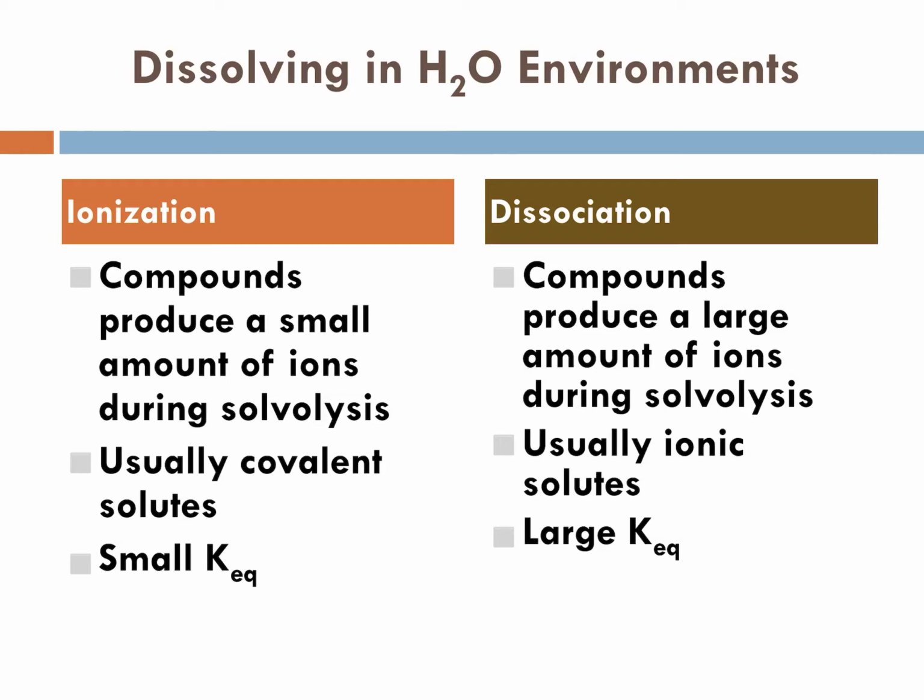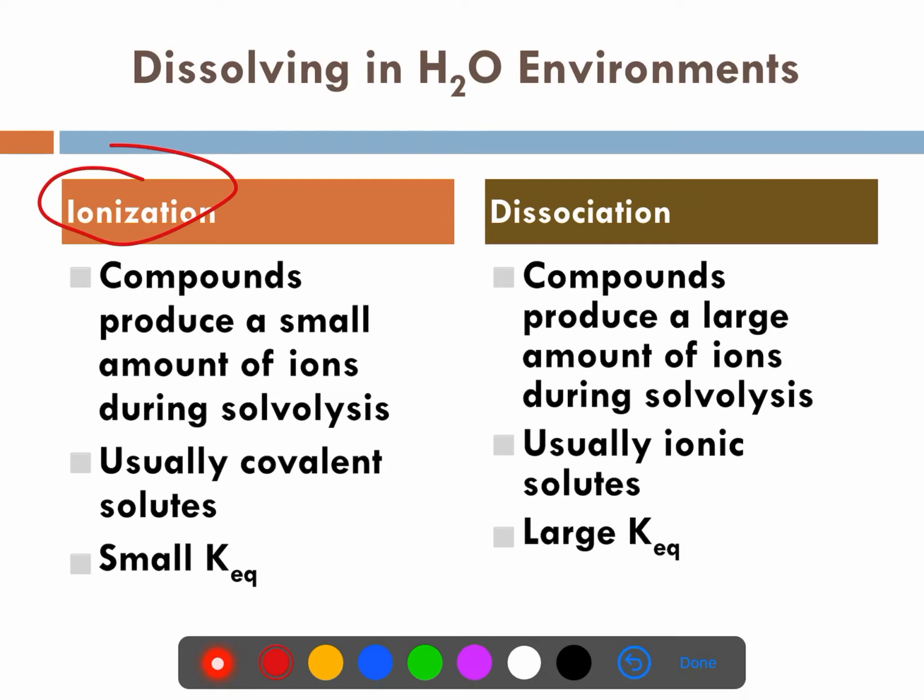Okay, so to summarize, all of these things are dissolving. They all involve solvolysis. They all involve entropy. However, if it produces a small amount of ions, what you technically have is something called ionization, and we have a very small value for KEQ, like in that acetic acid example where it was only 1.8 times 10 to the minus 5. Whereas with dissociation, you're looking at a large KEQ. In fact, this KEQ is going to approach infinity. So we get a stoichiometric yield.